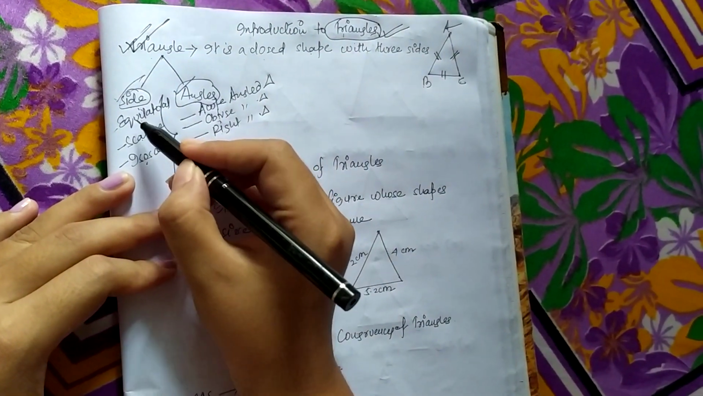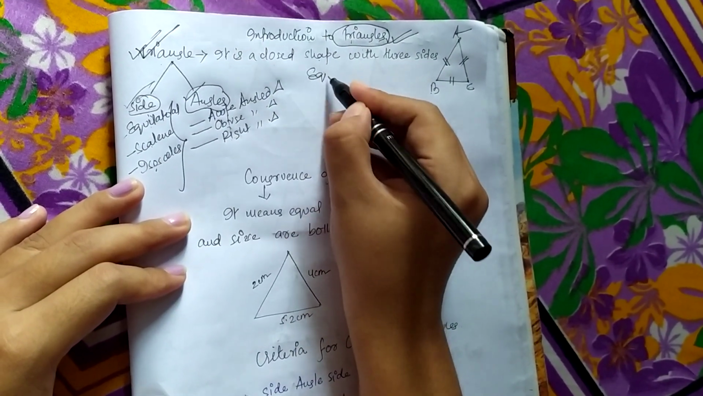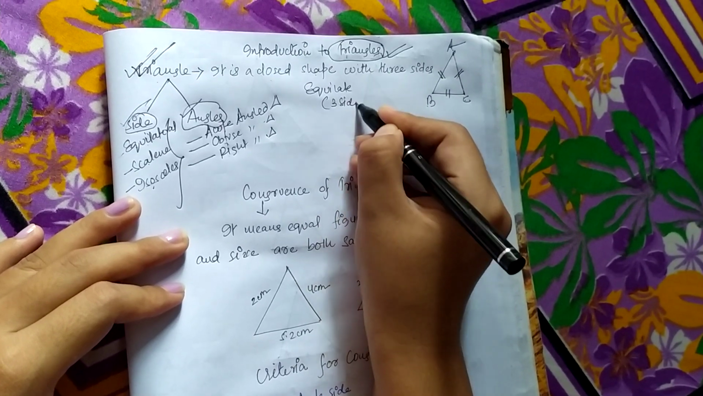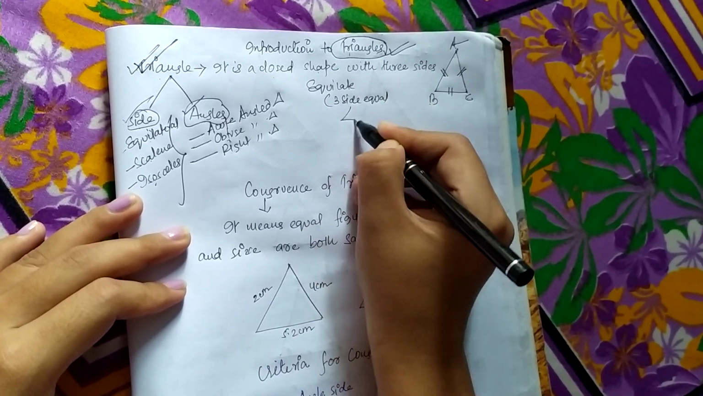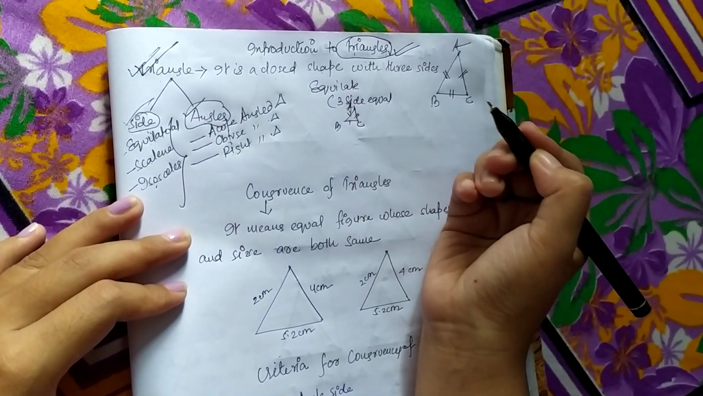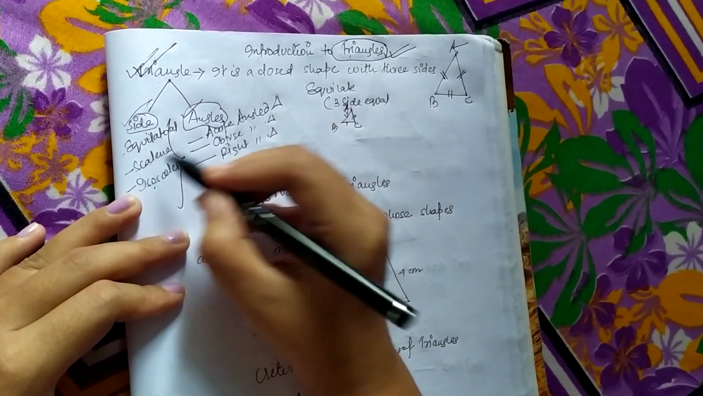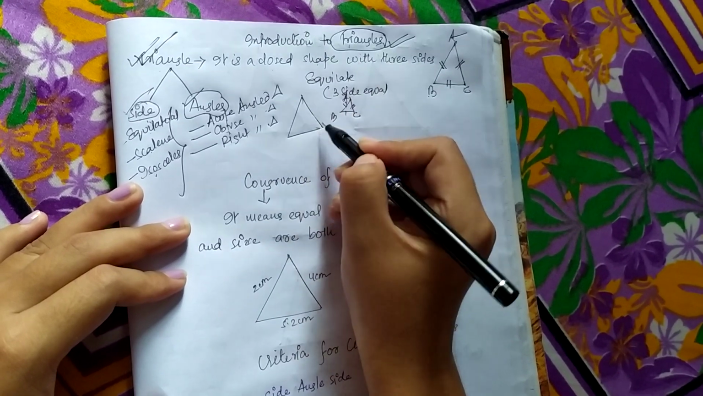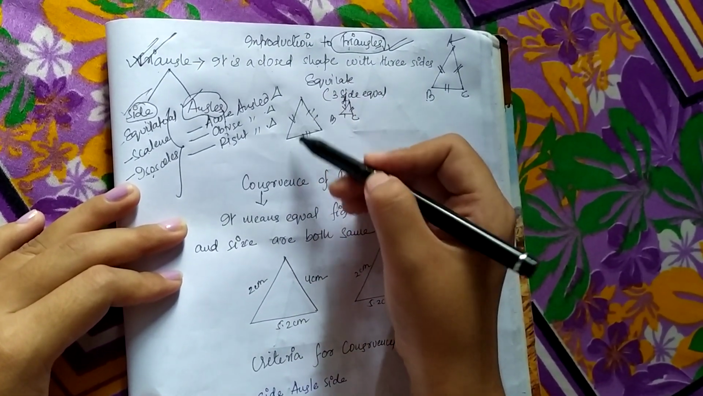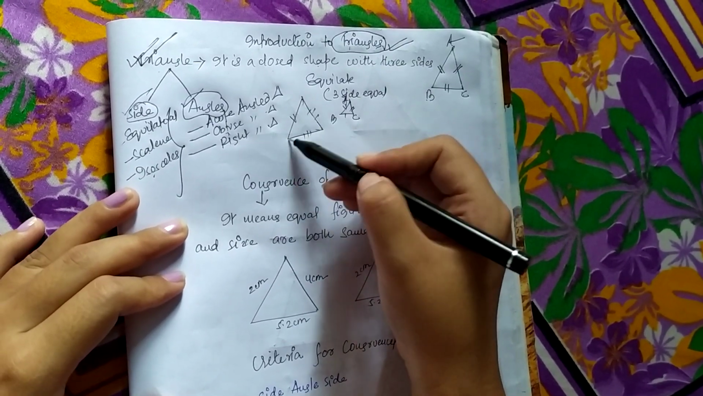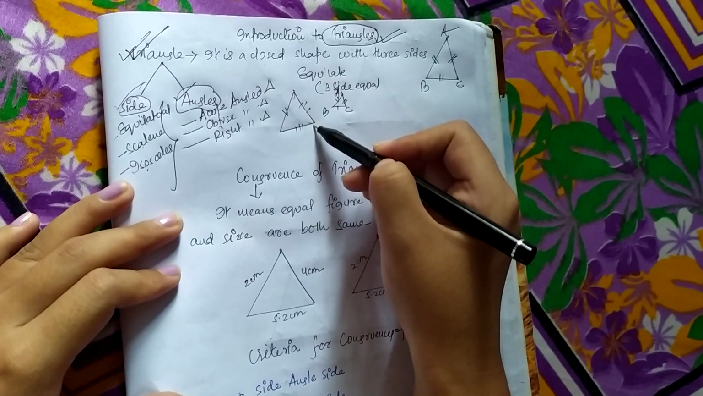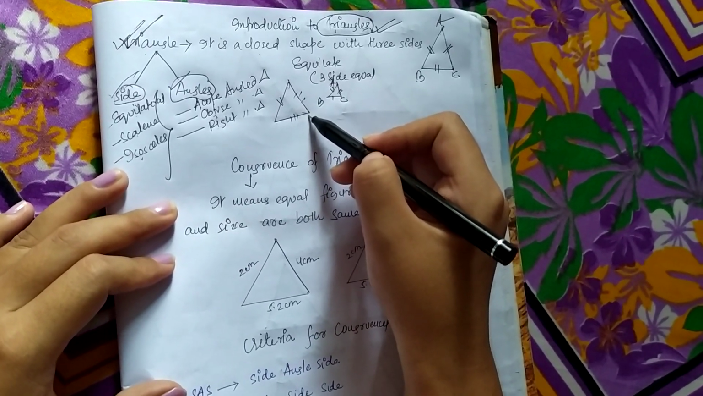Equilateral triangle. What do you mean by equilateral triangle? An equilateral triangle has its three sides equal. That means if ABC is a triangle, its three sides will be equal. Moving on to scalene triangles, in a scalene triangle the measurements of the three sides of the triangle will all be different.